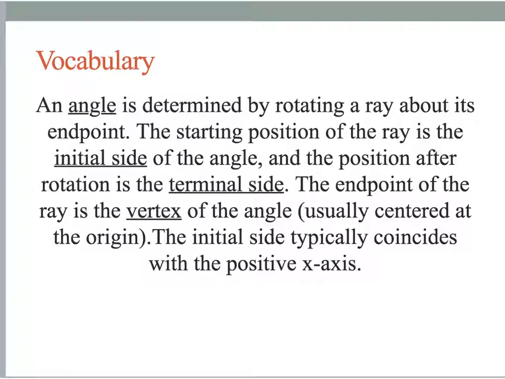So a little bit of vocabulary. An angle is determined by rotating a ray about its endpoint. If you remember a ray from geometry, we're talking about that same ray. The starting position of the ray is the initial side of the angle, and the position after the rotation is the terminal side. So the way we measure it is from the initial side to the terminal side. The endpoint of the ray is the vertex of the angle, usually centered at the origin. The initial side typically coincides with the positive x-axis.